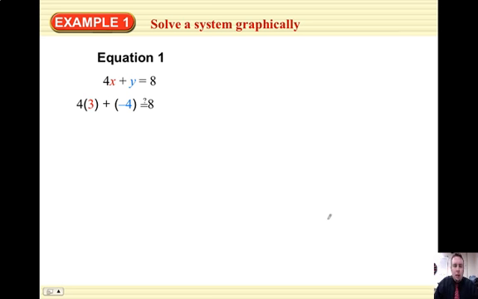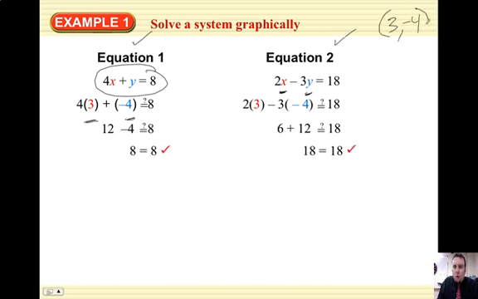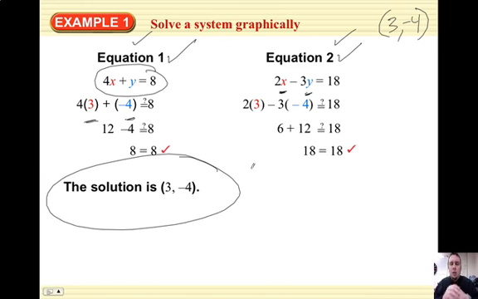Plug in 3 for x and -4 for y, and get 8 = 8. That checks out. That means 3, -4 is a solution to the first equation. What about the second equation? Put in x is 3, y is -4, and get 18 = 18. This means 3, -4 works for the first one and for the second one, which means it's a solution to the whole system. That's how you find your solution to the system.